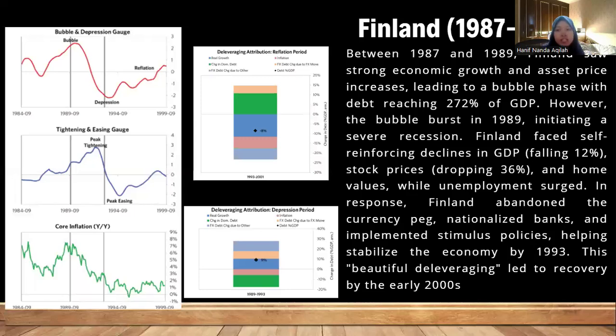Next is Finland, 1987 until 2001. Between 1987 and 1989, Finland saw strong economic growth and asset price increases, leading to a bubble phase with debt reaching 272% of GDP. However, the bubble burst in 1989, initiating a severe recession. And this beautiful deleveraging led to recovery by the early 2000s.